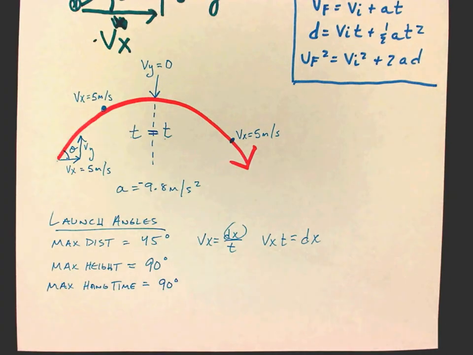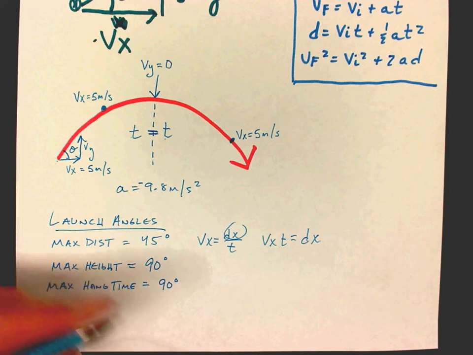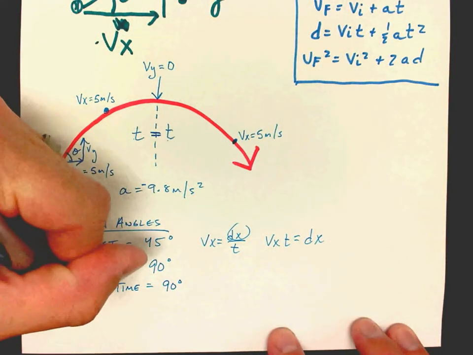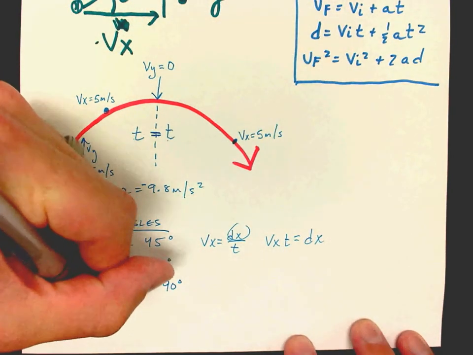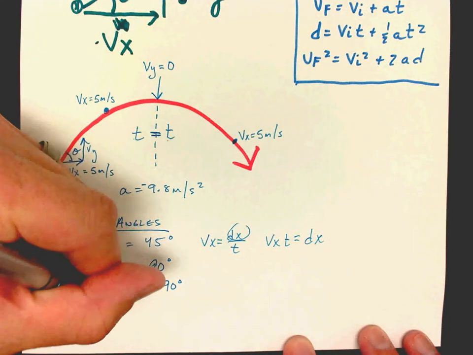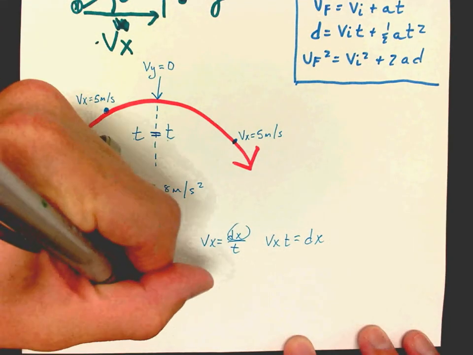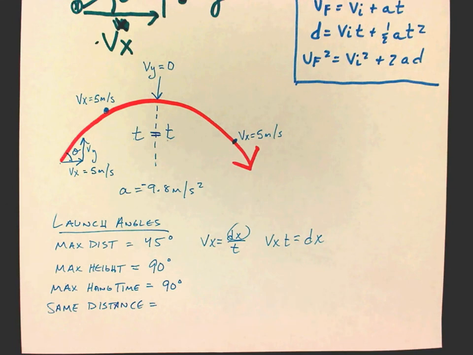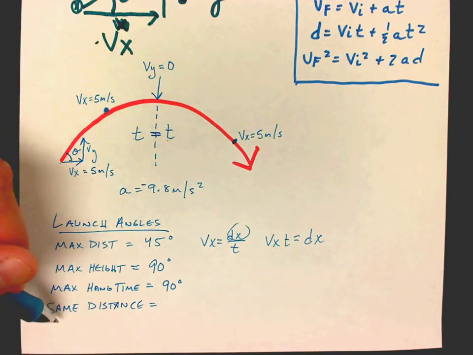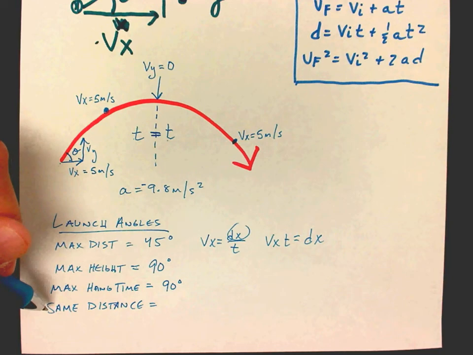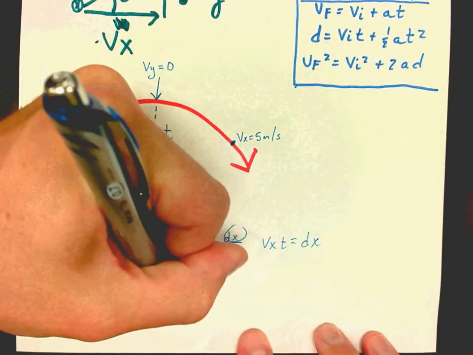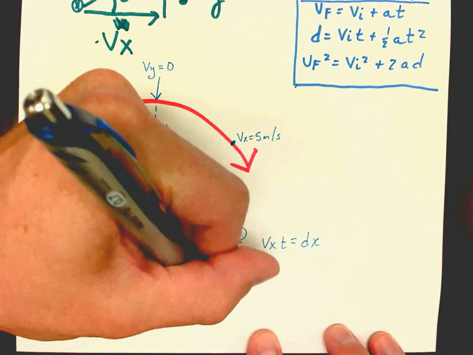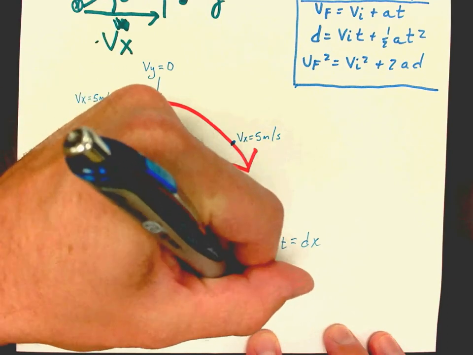And then the last one, which is kind of interesting, is launch angles that would make the projectile go the same distance. So there are certain angles that if you launch them at either angle, it will make it go an equal distance dx. Turns out these just have to be the same distance away from 45 degrees. So I'll just kind of write same distance from 45 degrees, and then I'll explain what that means.